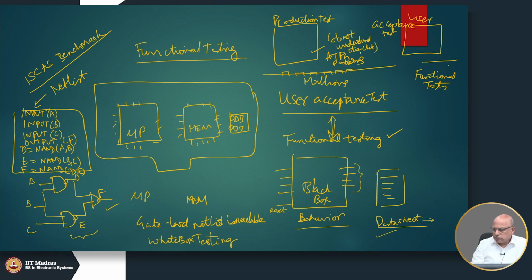Whereas functional tests, they must fully understand the test. So, functional tests will be written by somebody who understands the design very well, whereas for the ATPG patterns, somebody does not need to understand the functionality. They only need to know how the gates are connected and things like that.